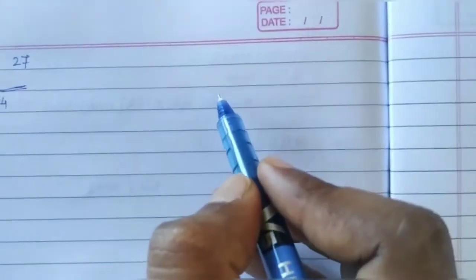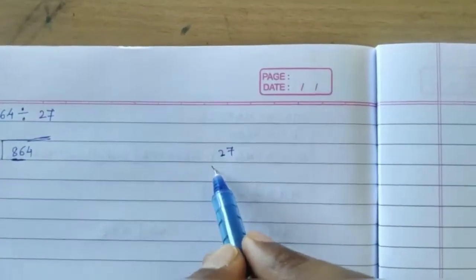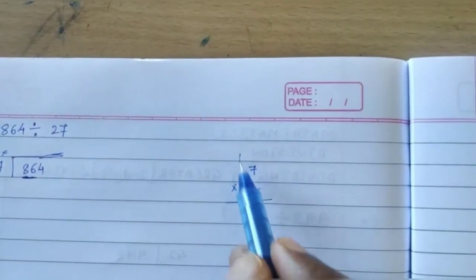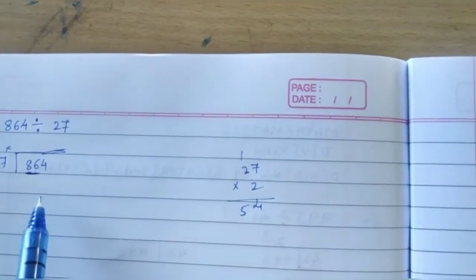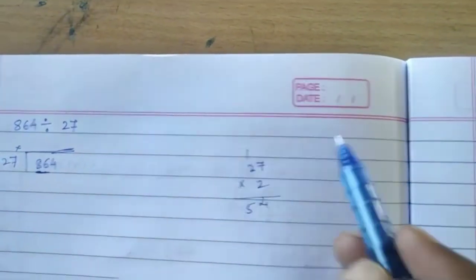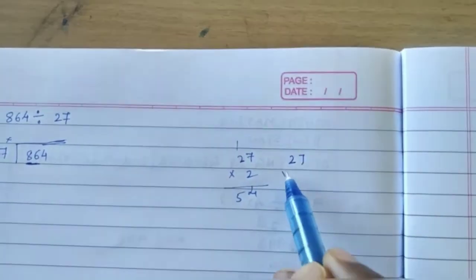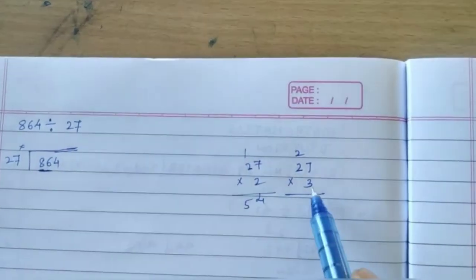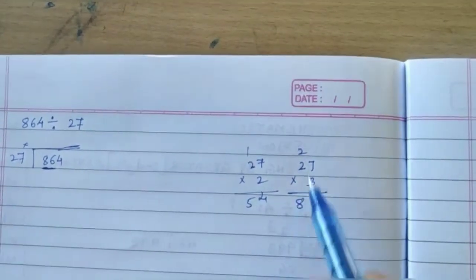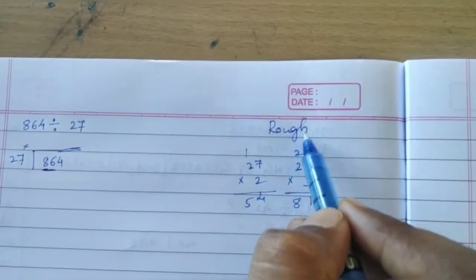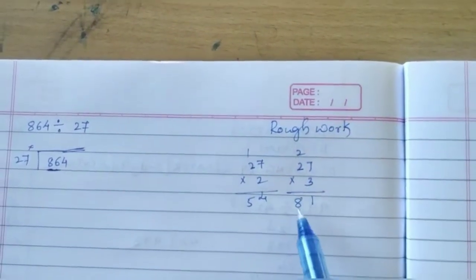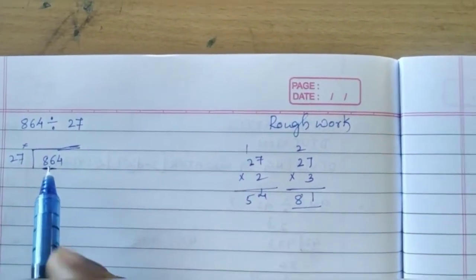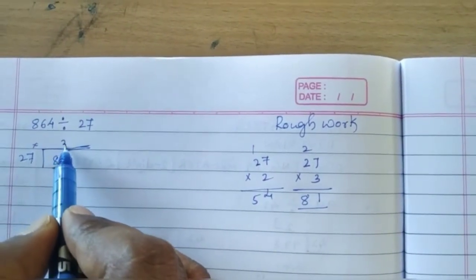So I will try 27 into 2, right? 2 sevens are 14, 2 twos are 4 plus 1, 5, so 54. It is very less compared to 86. So I will go for the next one, 27 into 3. 3 sevens are 21, 3 twos are 6 plus 2, 8. So this is rough work. Now we got 81. Do you think it is near to 86? Yes. So I will write 27 threes here.